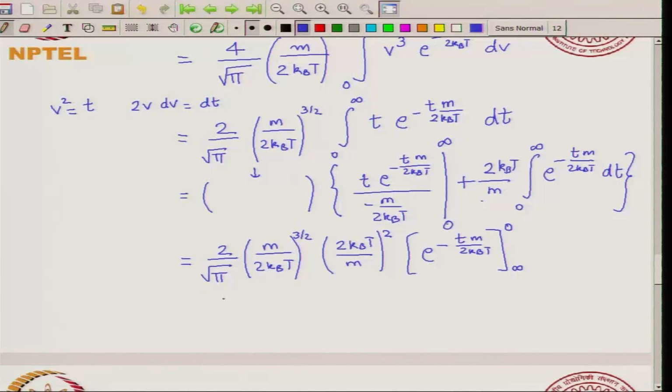So, finally, I can write this as 2 by root pi into 2 kBT by m raised to half. If I want to take this 2 inside, I have to square this. So, 2 square is 4, 4 into 2, I can write this as 8 kBT divided by pi m raised to half. So, this is the expression for the average speed.